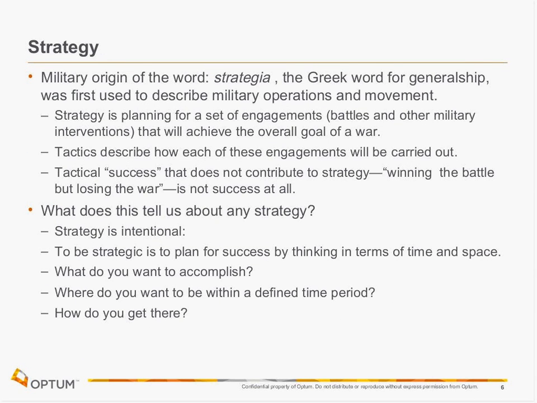So let's start at the beginning with definitions. Many organizations talk about strategy, but very few actually do what they mean by it. I like going back to the origin of the word, which is a military word. It is actually the Greek word for generalship. So strategy is about planning for a war, for a set of battles or a set of engagements. And it includes what you accomplish, and then it includes a set of steps to accomplish it, or a set of options, really, for accomplishing it.